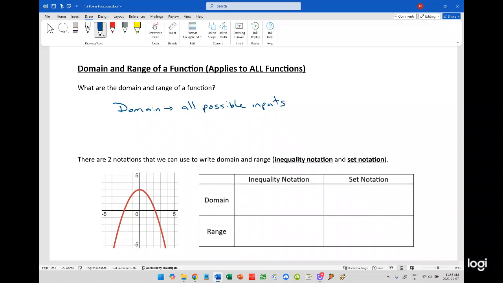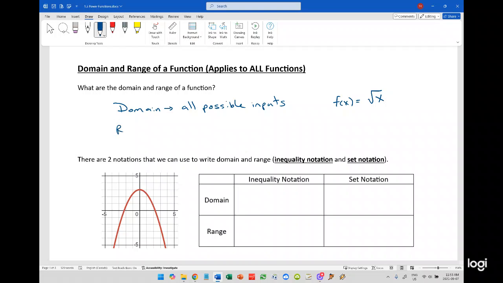So what are the inputs that I can put into a function? Not all functions can have any input put into them. For instance, if we have the square root of x, I realize this is not one of the functions we're doing, but I can put in 5, 23, or 100, but I can't put in a negative number. I could put in 0. It breaks the function. So negative numbers are not part of the possible inputs. They're not part of the domain.